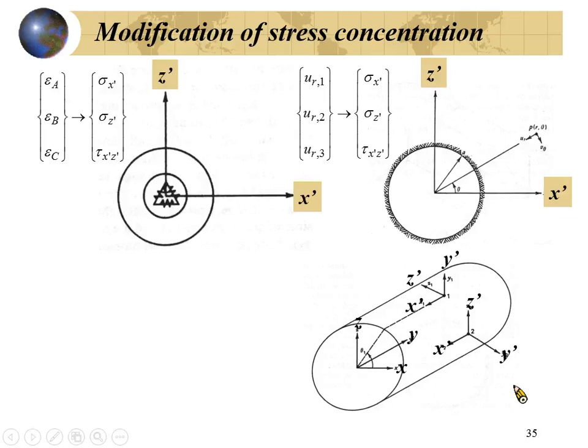So this will be x prime and this will be z prime at this point. Instead here, the y will be toward the tunnel wall. So this will be y, this will be z prime, and this will be x prime. So you will have sigma x prime, sigma z prime, and tau x prime z prime here. And you will have another sigma x prime, sigma z prime, and tau x prime z prime at this point.